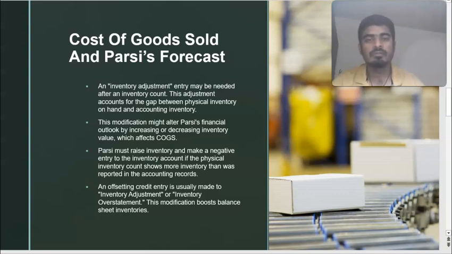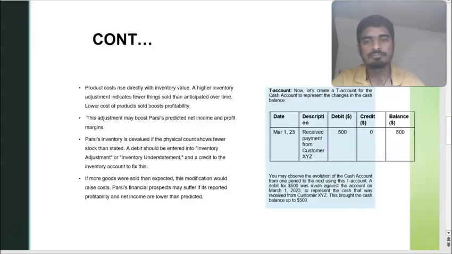Parsi must raise inventory and make an entry to the inventory account if the physical inventory count shows more inventory than was reported in the accounting records. An offsetting credit entry is usually made to inventory adjustment or inventory overstatement. This modification boosts balance sheet inventories, and profits could rise directly with inventory value.